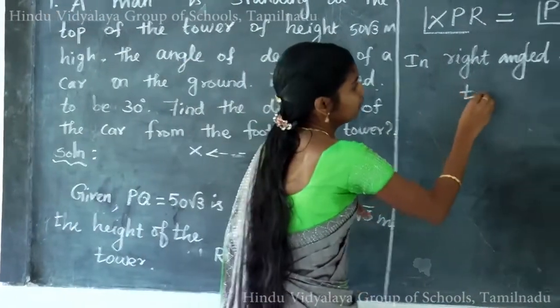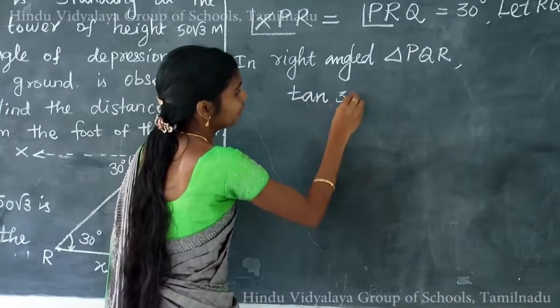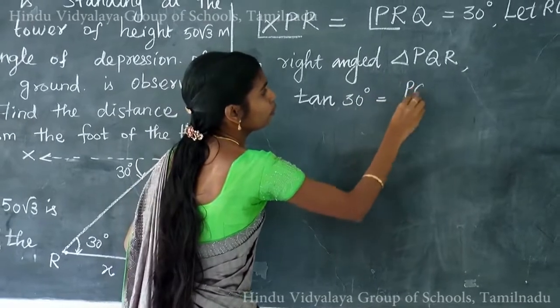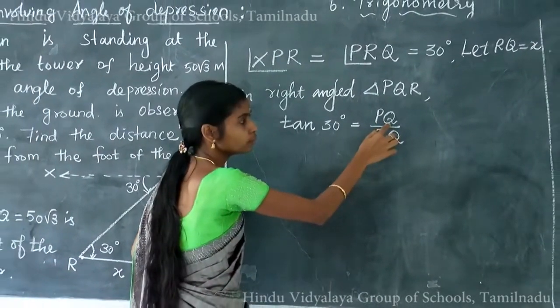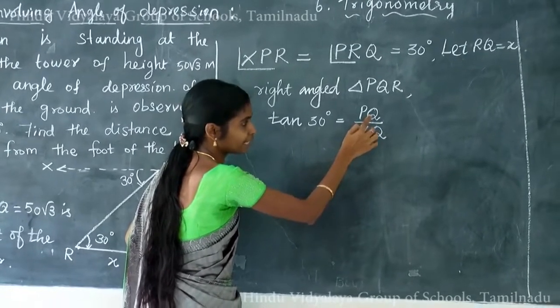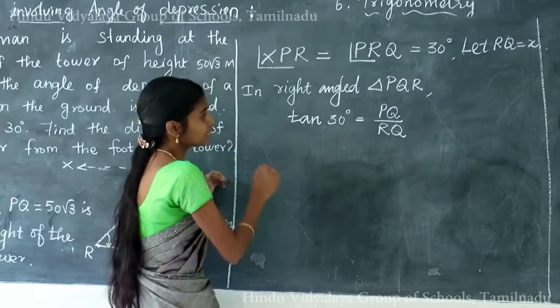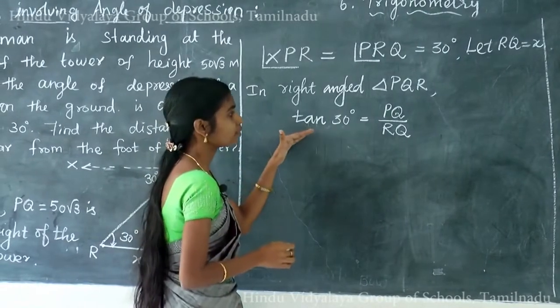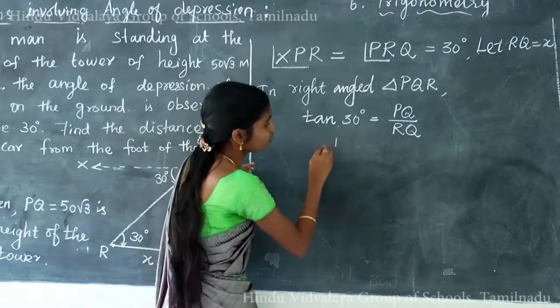So tan, here what is theta? Theta is given 30 degree. So tan 30 degree, that is PQ by RQ. What is PQ? Yes, PQ is the opposite side. What is RQ? RQ is the adjacent side. Then substitute the values. What is the value of tan 30 degree? Yes, that is correct. That is 1 by root 3.